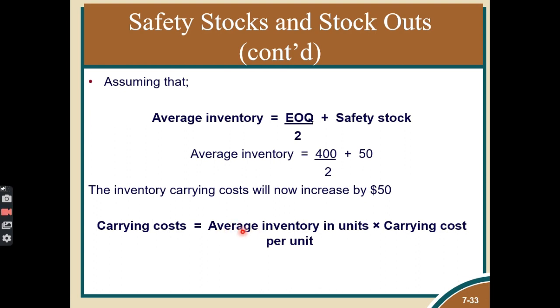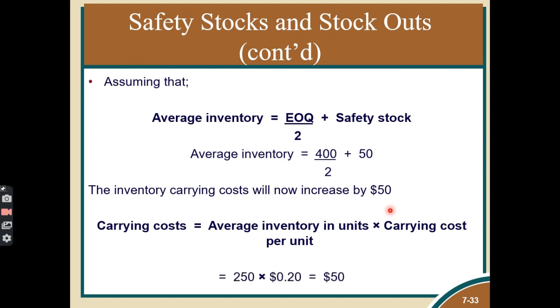Basically, you are going to get the average inventory in units multiplied by the carrying cost per unit. So that's why EOQ divided by 2, plus 50. That's why we get $50 here. So that's basically how it was computed there.